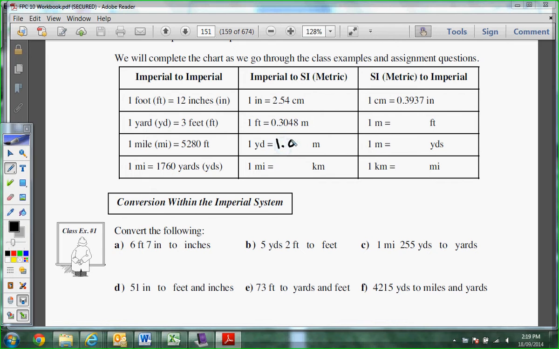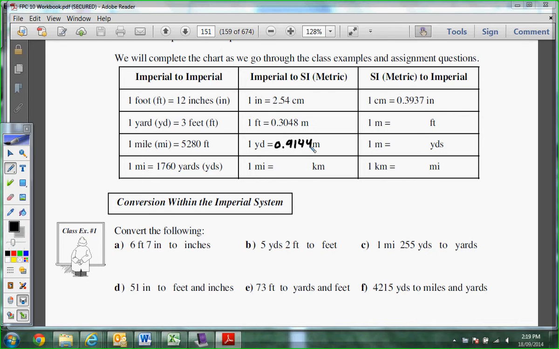1.0 what? Wait, what's the rest of it? You were telling me that, Janae? What is it? 0.91. Okay, which makes sense because a meter is bigger than a yard. So 1 yard is going to be smaller than a meter.